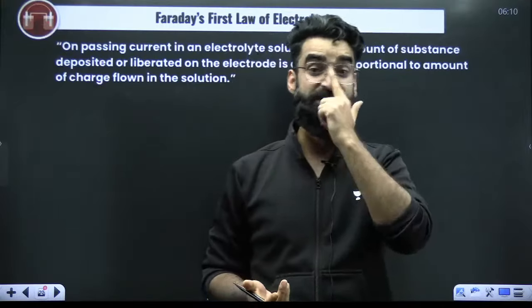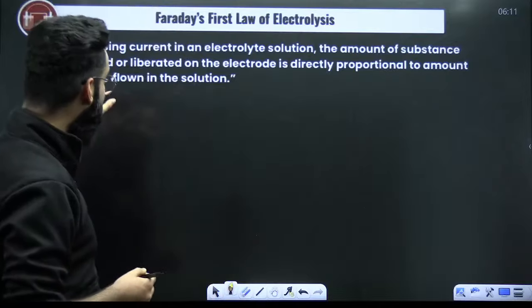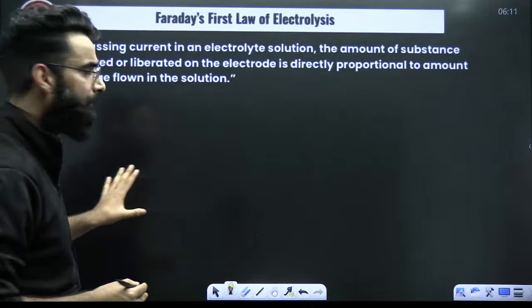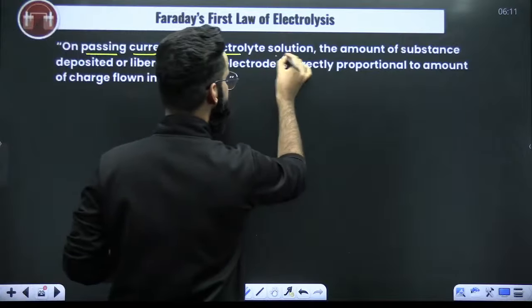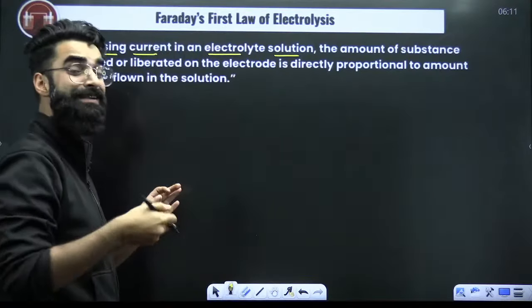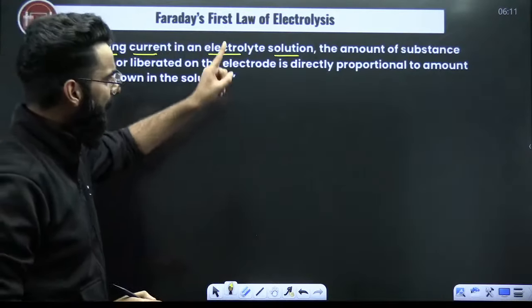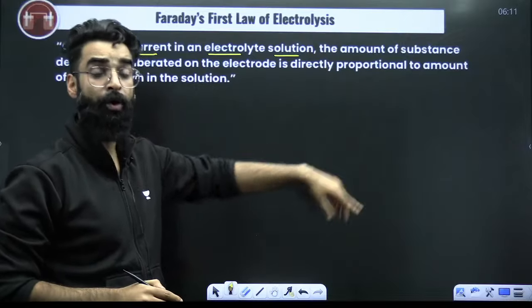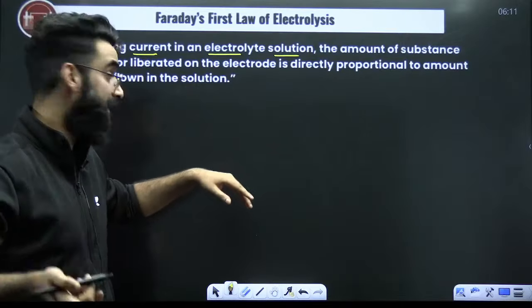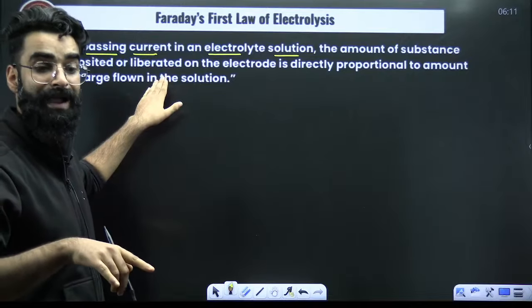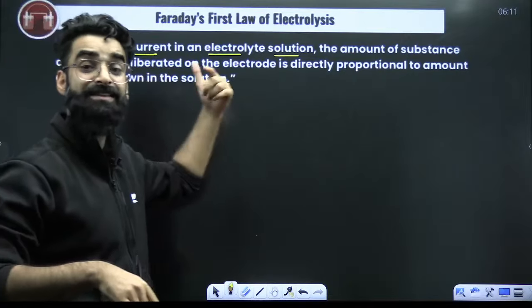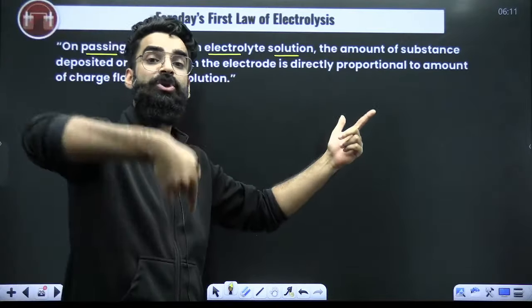Now what does Faraday's first law suggest? Faraday's first law tells you that, on passing current in an electrolytic solution, the amount of substance deposited or liberated at the electrode is directly proportional to the charge which goes into the solution.